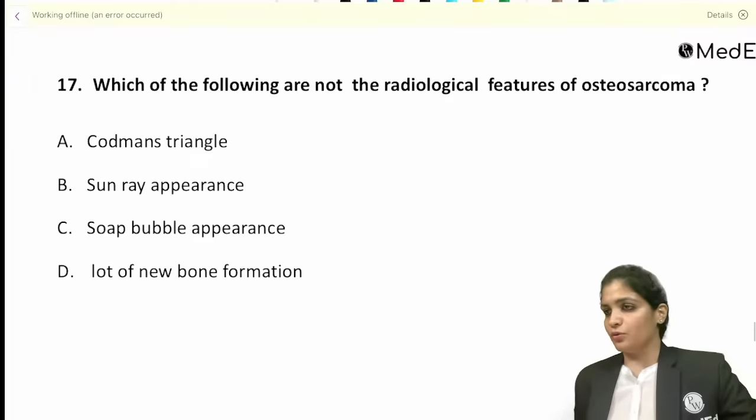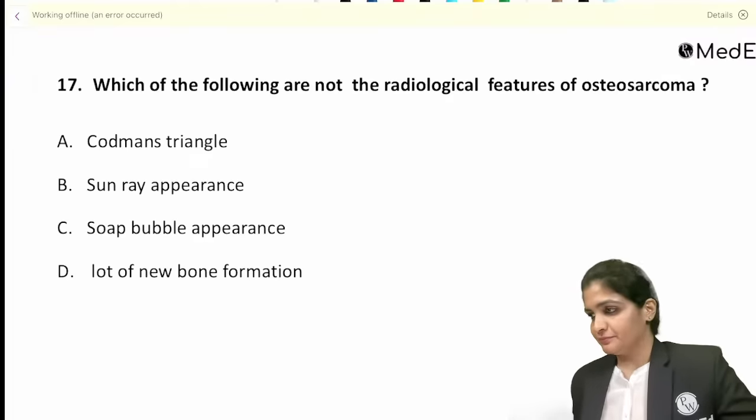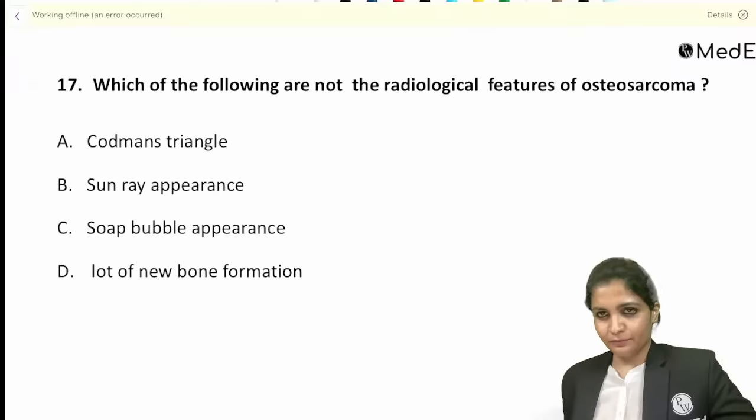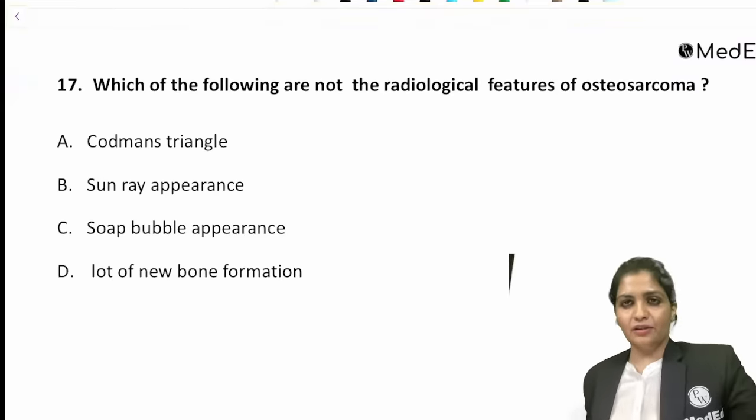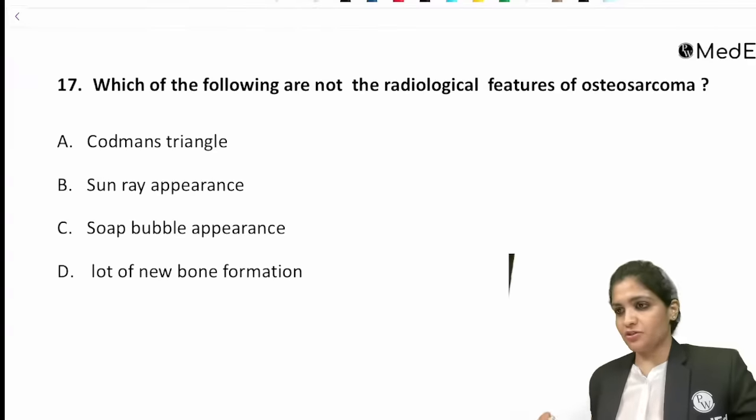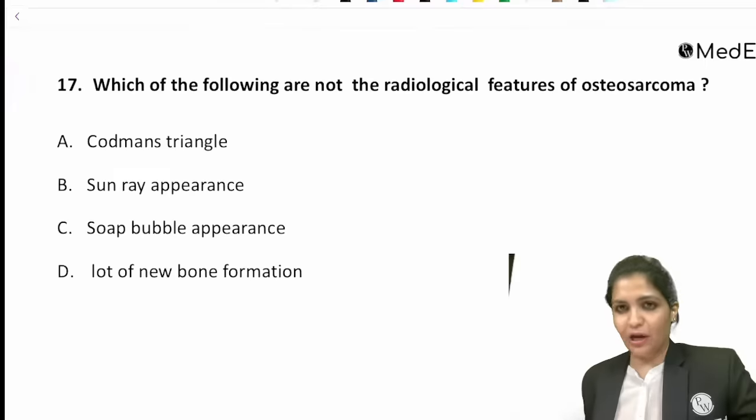Okay. Now let's go to the next question. Which of the following are not the radiological features of osteosarcoma? So osteosarcoma is already dealt with, and I think you can answer this question without any difficulty.